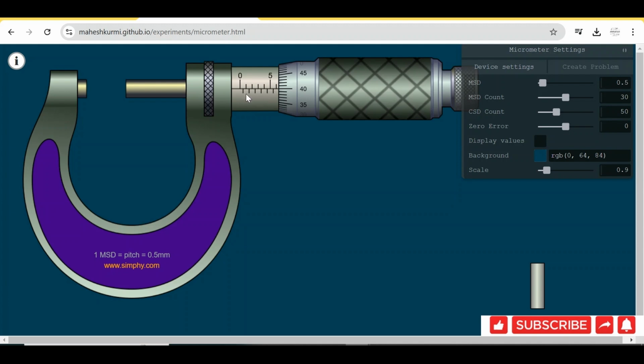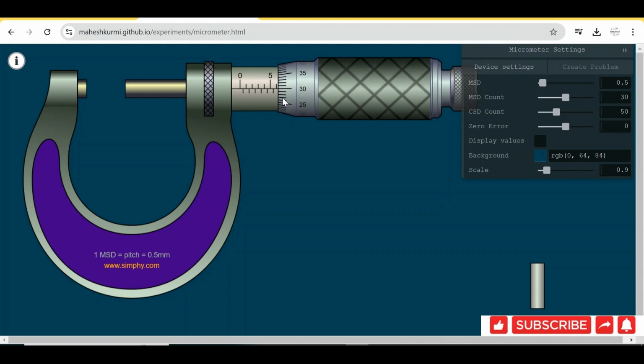Then each is 0.5. Each division on the main scale is 0.5. You have the main scale, and this is the circular scale. What is rotating? You see there are 0, 1, 2, 3, 4, 5. There is a circular scale and a main scale.